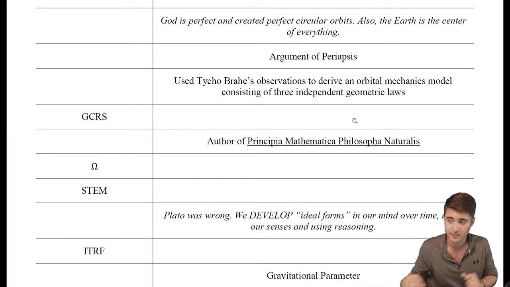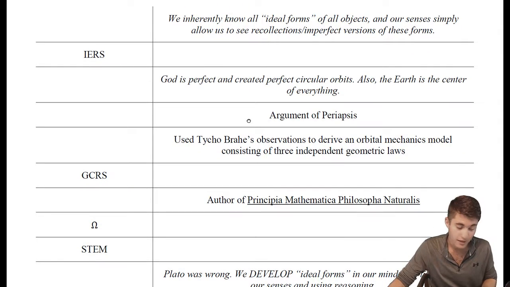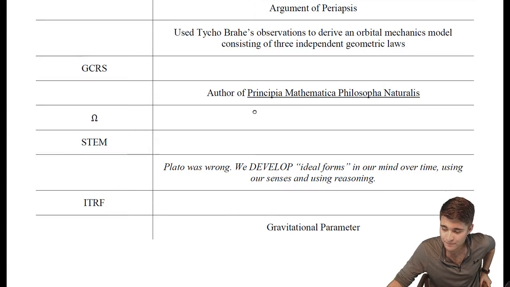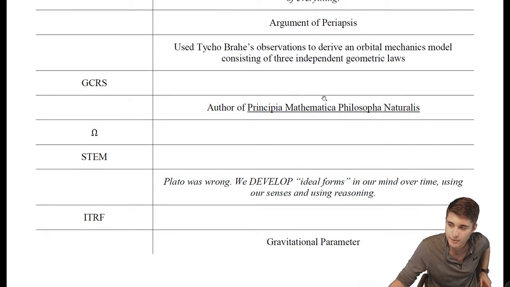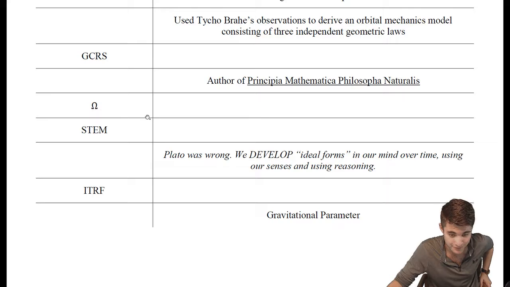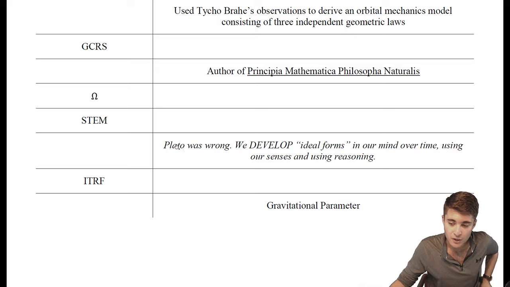Somebody used Tycho Brahe's observations to determine an orbital mechanics model consisting of 3 laws, okay? Number 4. How are you already numbering? 1, 2, 3, 4. Argument of periapsis. Well, if it's easy, that's good. That means you know what argument of periapsis is. And then, what's the Newton Principia? You got it. Author of Principia Mathematica Philosophica Naturalis was Newton. That was absolutely Newton. What does this symbol stand for? I'm not going to tell you, but what does that symbol stand for? What does STEM stand for? You guys should all know what STEM stands for. Who said this? Who said that Plato was wrong?